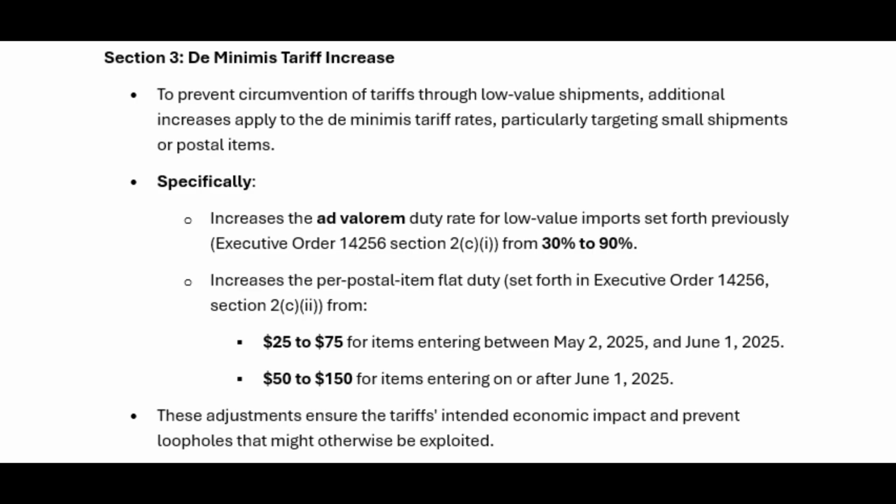It increases the per postal item flat duty, set forth in Executive Order 14256 Section 2(c)(2), from $25 to $75 for items entering between May 2, 2025 and June 1, 2025, and from $50 to $150 for items entering on or after June 1, 2025. These adjustments ensure the tariff's intended economic impact and prevent loopholes that might otherwise be exploited.